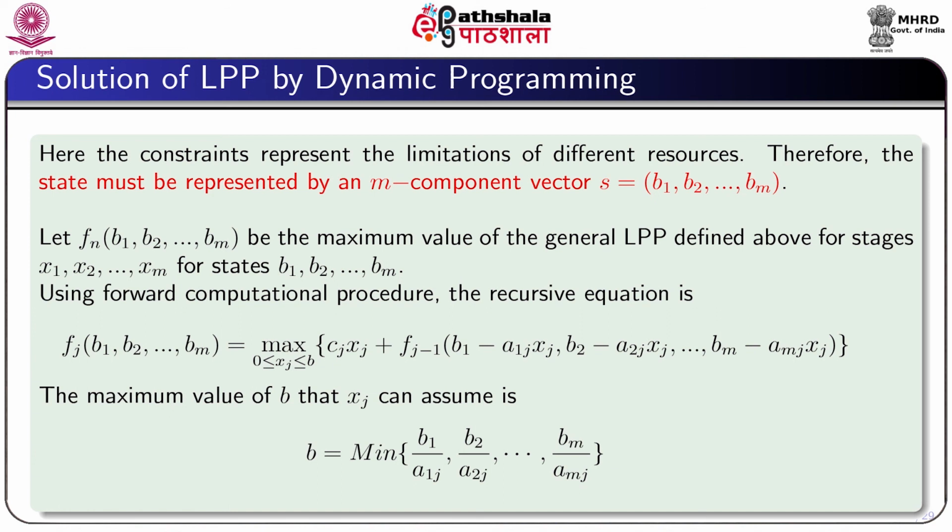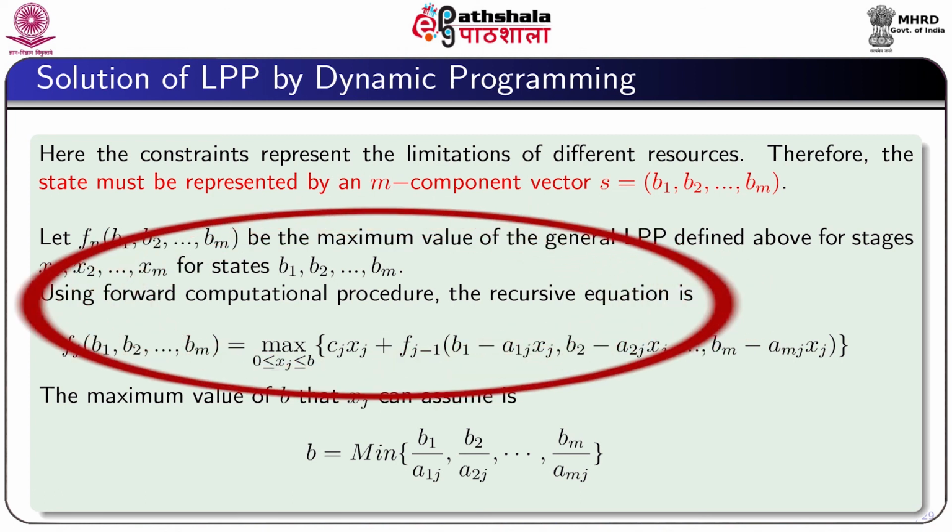Here each constraint represents the limitation of different resources. Therefore, the state must be represented by an m-component vector which is b_1, b_2, ..., b_m. Let f_n(b_1, b_2, ..., b_m) be the maximum value of the general LPP defined above for stages x_1, x_2 up to x_m for states b_1, b_2 up to b_m.